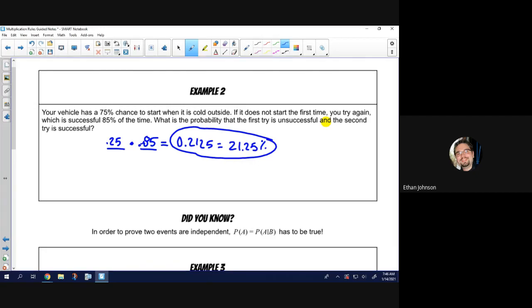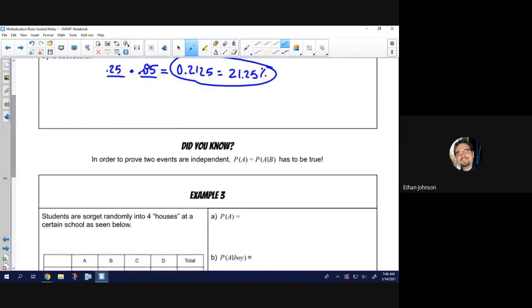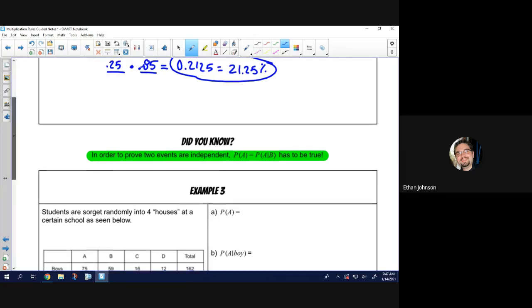Now, the question is, how do we determine if an event truly is independent? Especially from our relative frequency problems. Well, in order to prove two events are independent, the probability of event A has to be the same thing as the probability of event A given B. And we're going to look at that in this example 3.